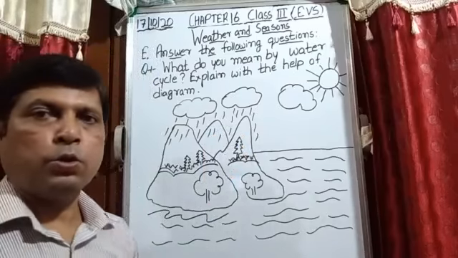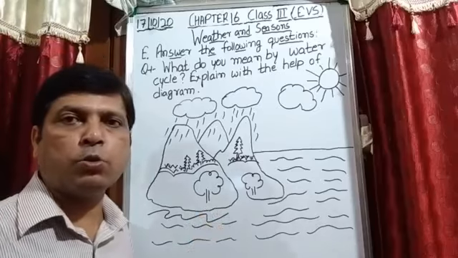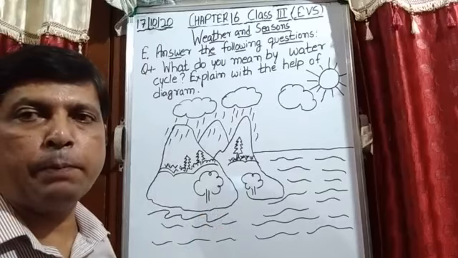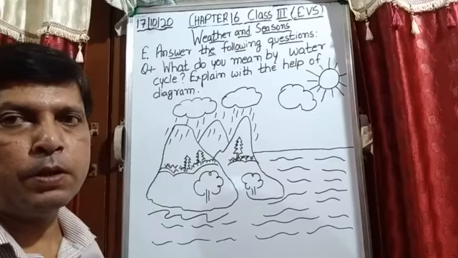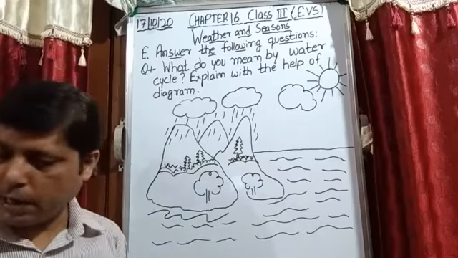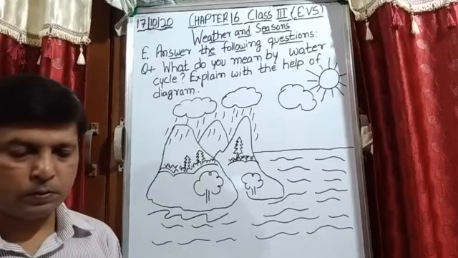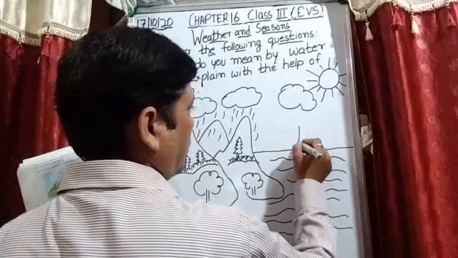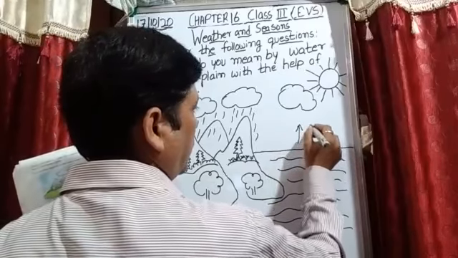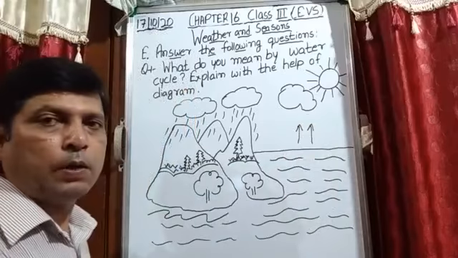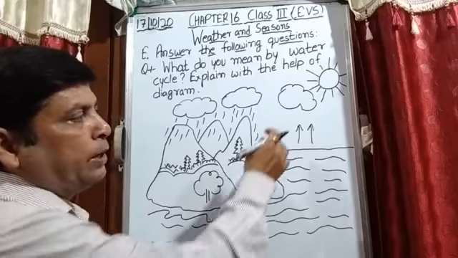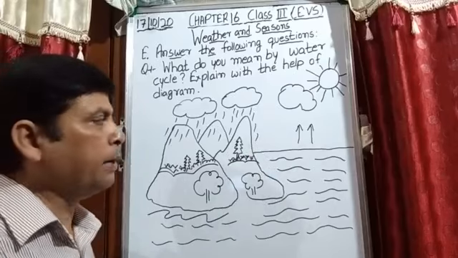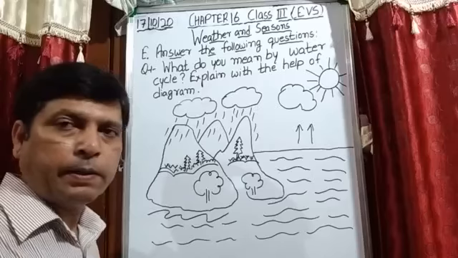So students, you have to draw this diagram also, because you have to explain the water cycle with the help of a diagram. Is it clear? So draw this diagram also. Some labeling I am doing, you can note down from the board. It is not given in your book. That is the reason I am doing the labeling. Is it clear?